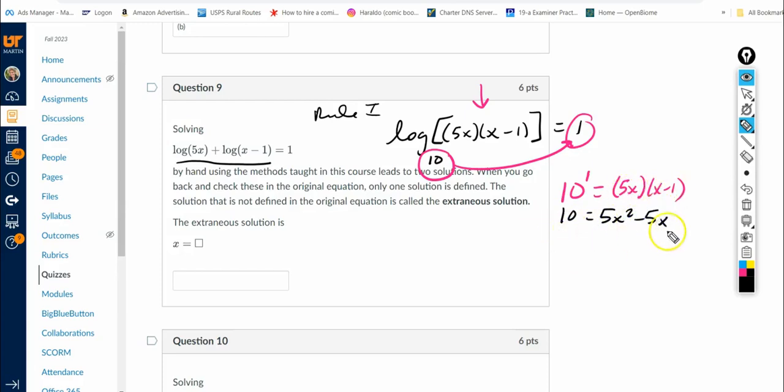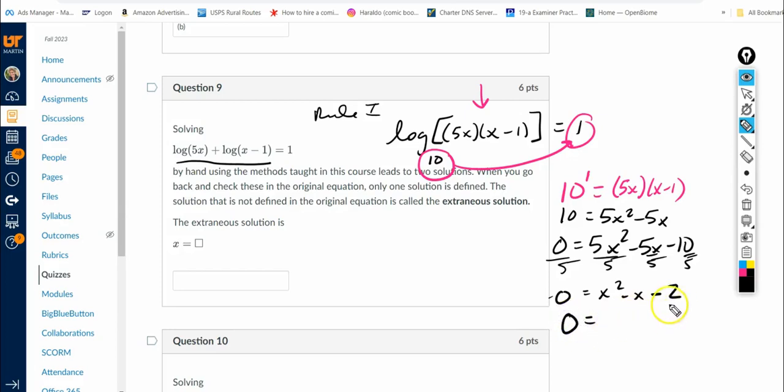minus 5x. This is a quadratic. I can solve a quadratic if it's equal to 0. Subtract 10 from both sides. I can divide everything by 5, every term by 5. And now I can factor that. Two numbers that multiply together to give me negative 2, but add up to give me negative 1. That would be negative 2 and positive 1. And I can see the solutions to this are 2 and negative 1.